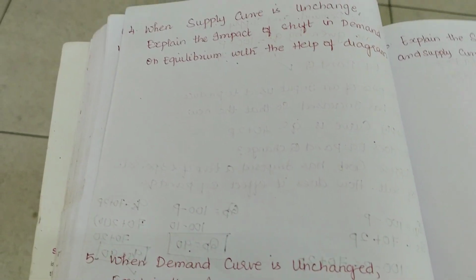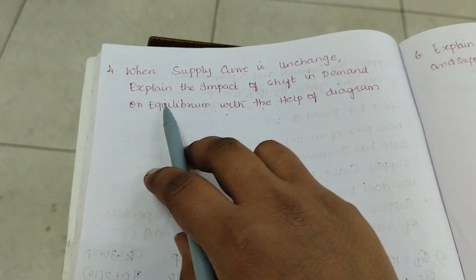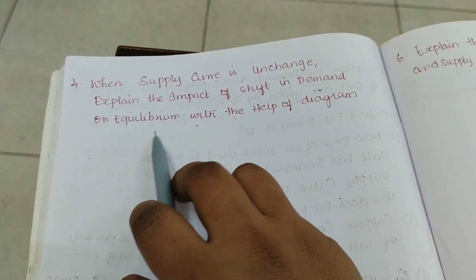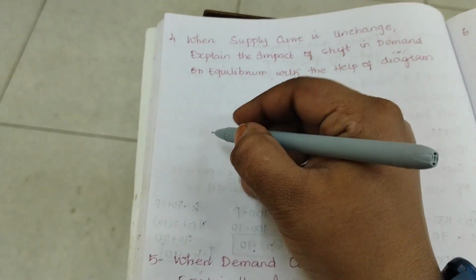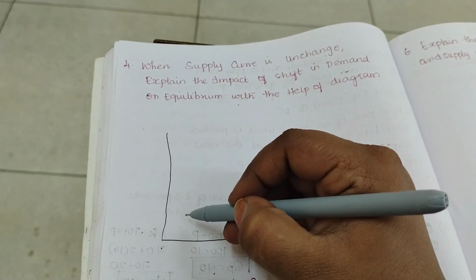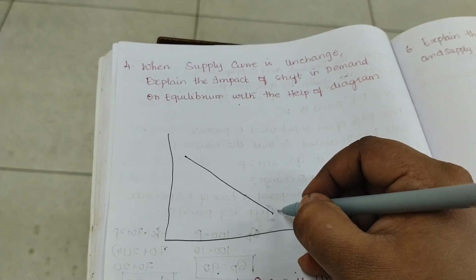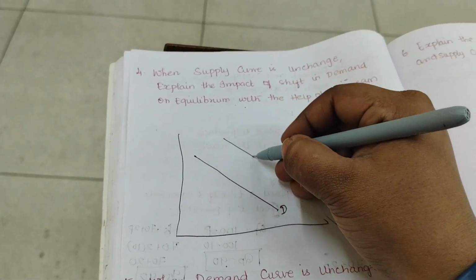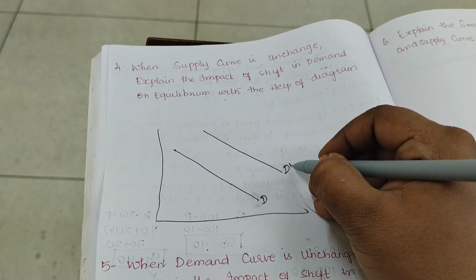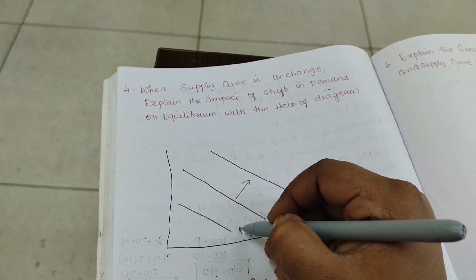Also we have these 3 questions. This we are going to discuss now. When supply curve is unchanged, explain the impact of shift in demand on equilibrium with the help of a diagram. So you have to show the shift. This is the demand curve. There can be rightward shift to D1 or even there can be leftward shift to D2.